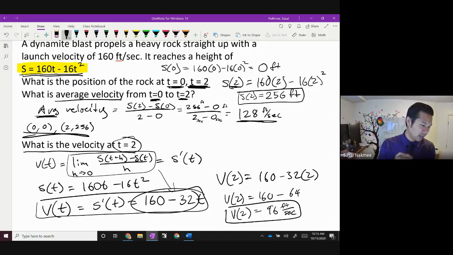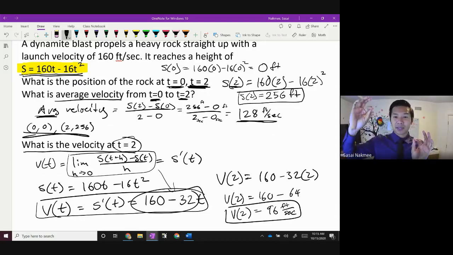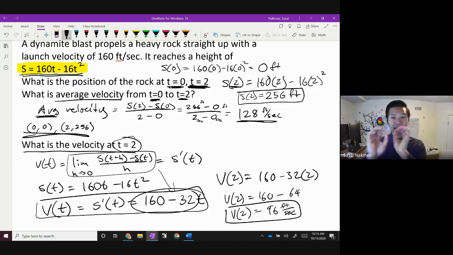If you take a look at this thing, right? The average velocity from 0 to 2 is 128 feet per second. It was this steep line right here. But if you look at the velocity exactly at 2, it has a slope of 96 feet per second. It's not going as fast anymore. That's because of gravity, right? It's not traveling as fast as it gets to the peak of this parabola.